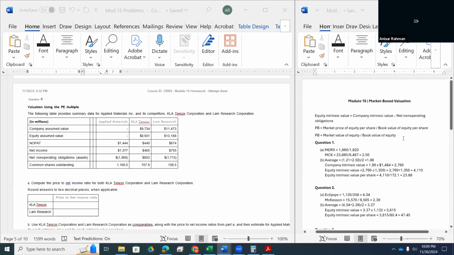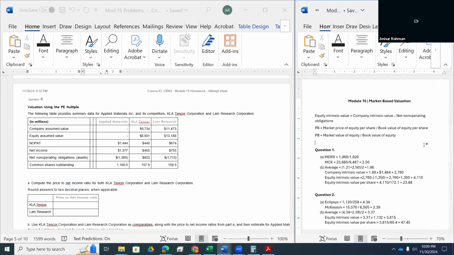I can write it down here. So price to net income is equal to market value of equity divided by net income available to common shareholders. And as with the price to book ratio, you can also calculate this as market value of equity per share divided by net income per share. So I can write that down too.